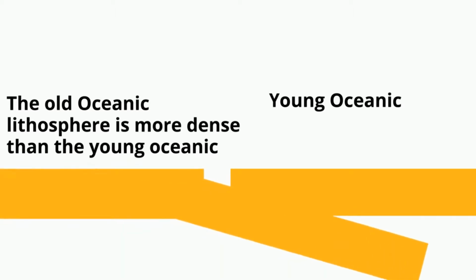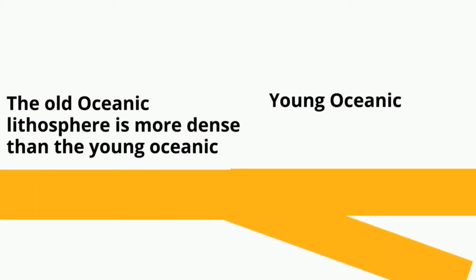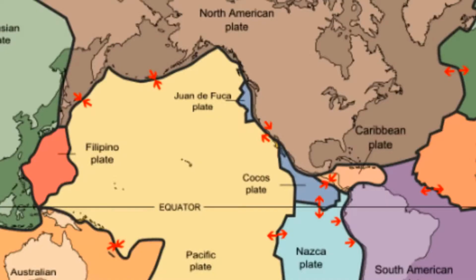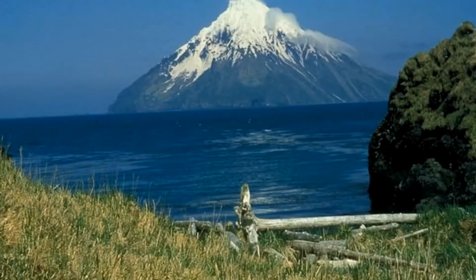The older oceanic crust is more dense than the younger crust and subducts underneath. As it subducts, magma begins to rise to the surface, and this can create volcanic island arcs. An example is the portion of the North American plate covered with ocean subducting underneath the Pacific oceanic plate. The Aleutian Islands have been created from this collision.